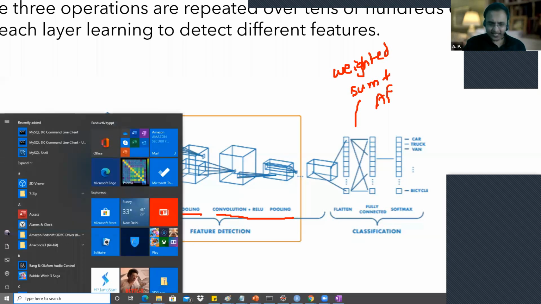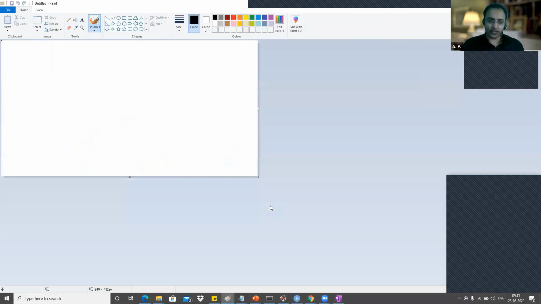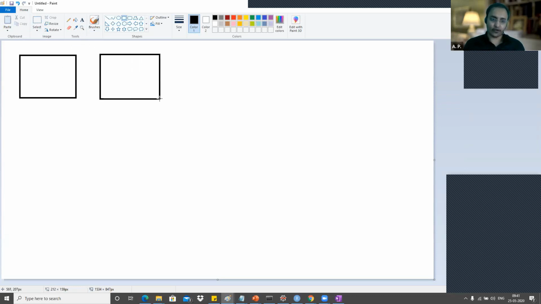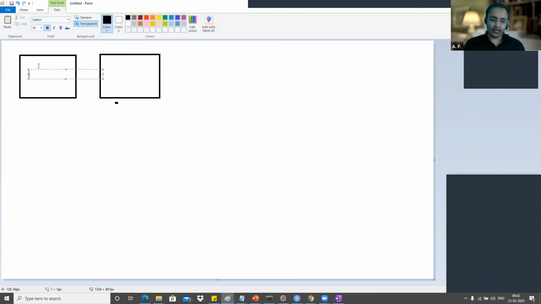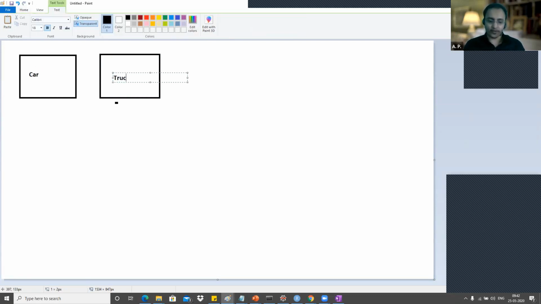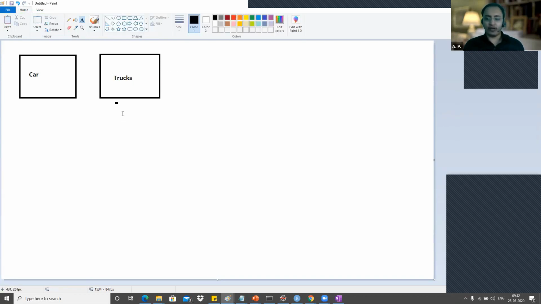So what exactly are feature detection and classification? If you're not able to make sense of that, let's take an example. Let's say there is a kid, and we give the kid 100 pictures of cars and 100 pictures of trucks, and the kid has not seen any vehicle in his or her life. We give the kid the task to learn from these 100 pictures of cars and 100 pictures of trucks how to identify a car and how to identify a truck.